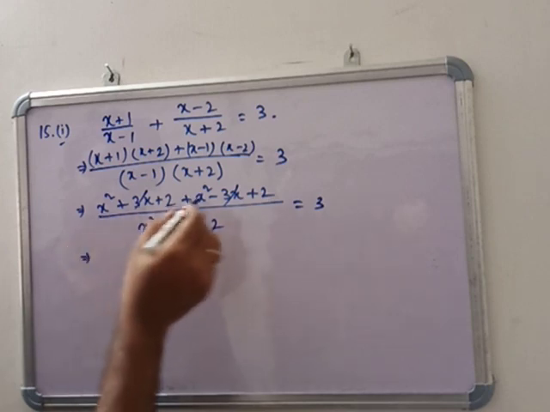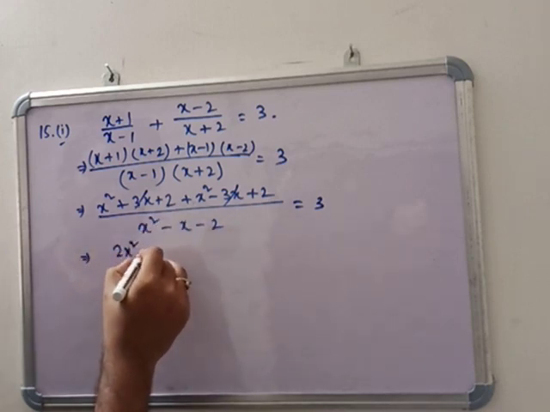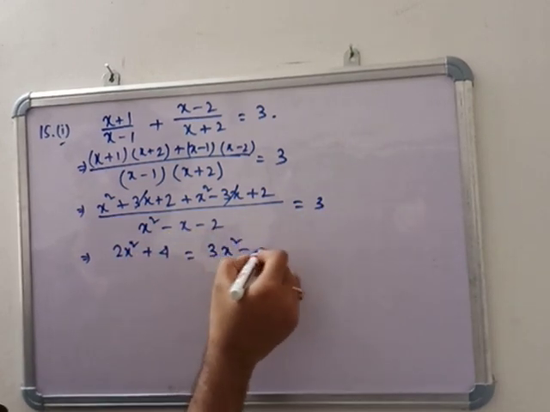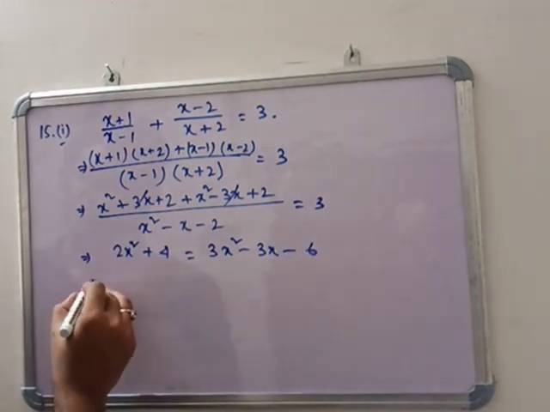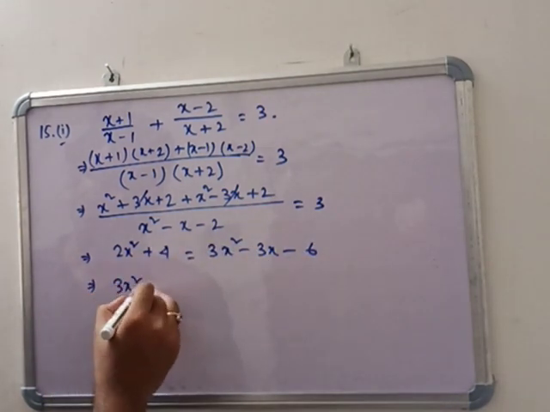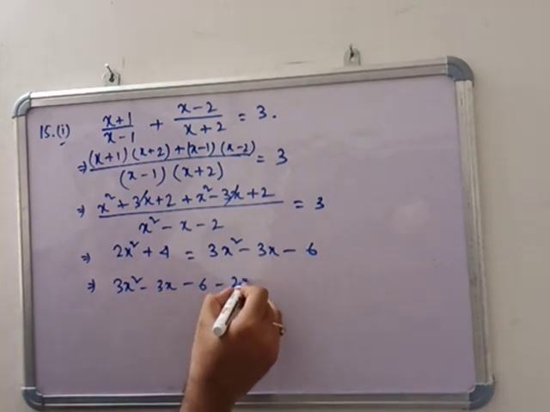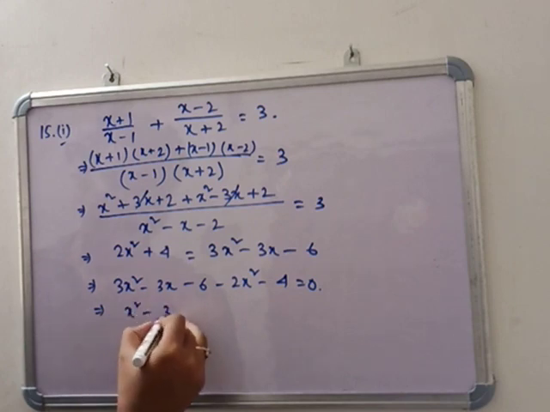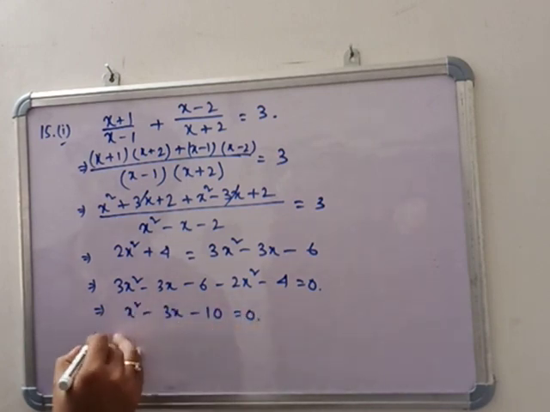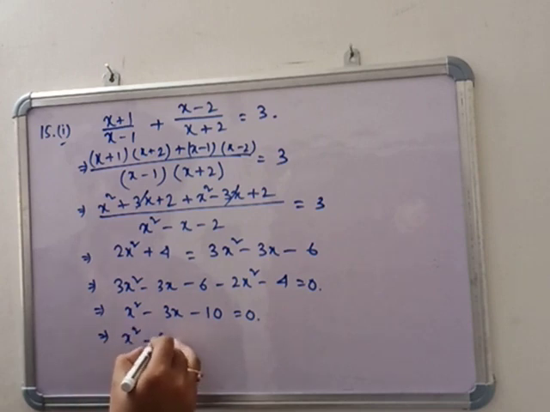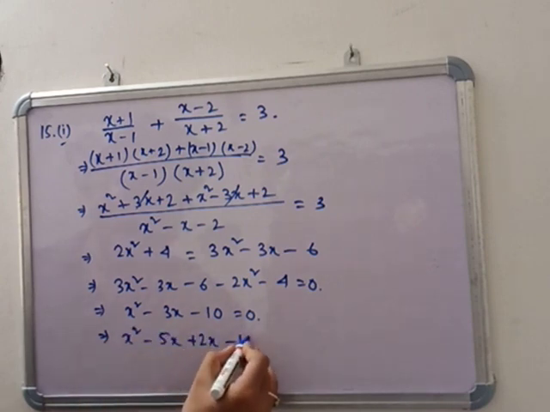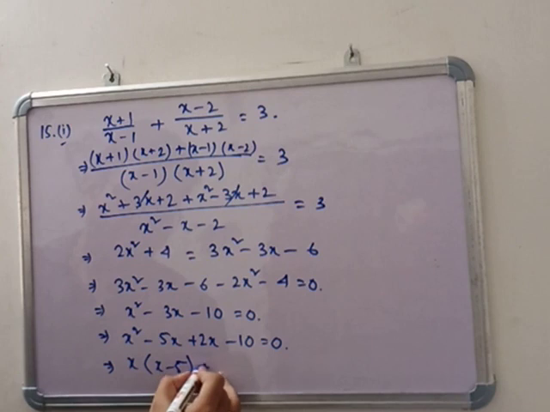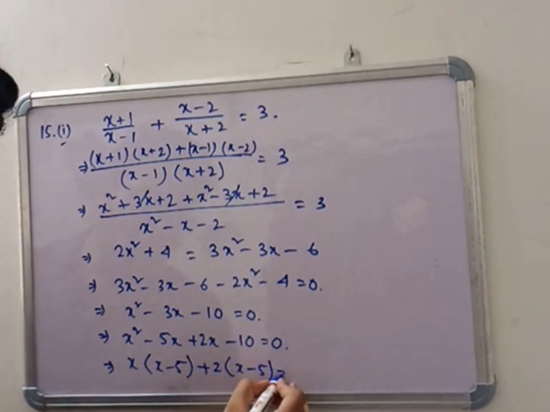So now x square plus x square, 2x square plus 4 equals to, multiplication is this, 3x square minus 3x minus 6. So now 3x square minus 3x minus 6 minus 2x square minus 4 equals to 0. So that means x square minus 3x minus 10 equals to 0. x square minus 5x plus 2x minus 10 equals to 0. x common, x minus 5 plus 2 common, x minus 5 equals to 0.